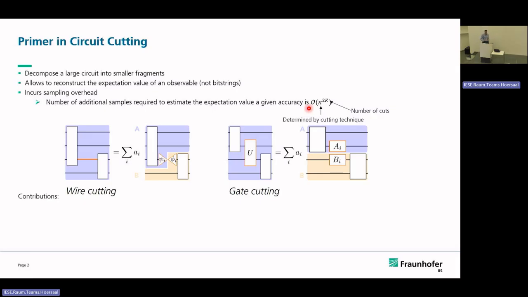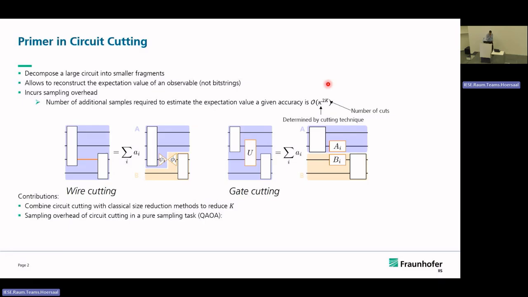What we're doing here is combining circuit cutting with classical size reduction techniques for QUBO in order to reduce this k, which incurs the large sampling overhead. We also investigate what happens if you really apply circuit cutting to a pure sampling task. As I already said, circuit cutting is not originally intended to recover bit string distributions, but to recover expectation values.